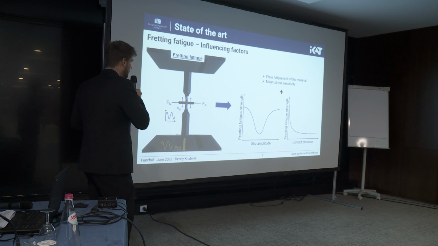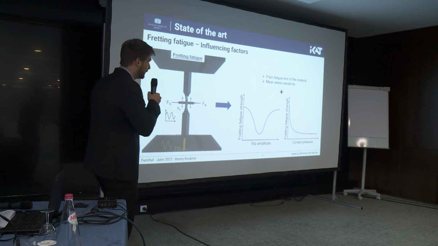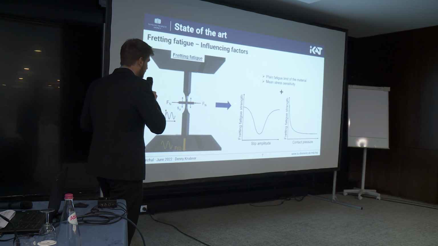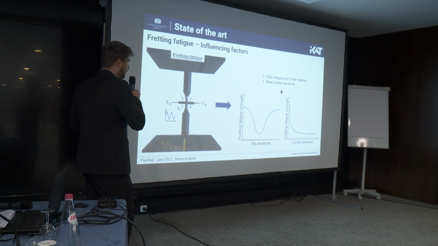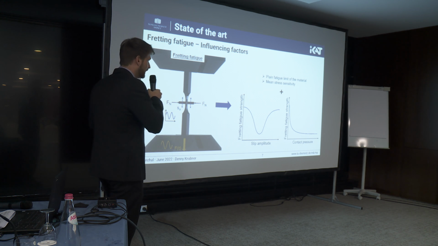And these curve forms you see here are generally valid for all materials. So for slip amplitude versus fretting fatigue strength we have this parabolic curve, and for fretting fatigue strength versus contact pressure these asymptotic curves, but we have to know the quantity, how it is.